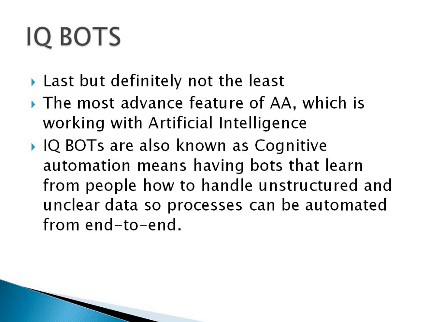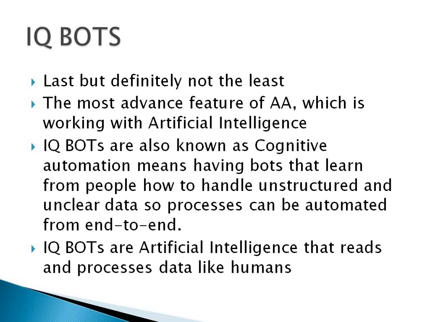Like in the previous slides, I told that right now Automation Anywhere cannot handle the handwritten scripts, but they are developing these cognitive bots so that it will work as a human. It is capturing the human movements and practices and implementing it. IQ bots are artificial intelligence that reads and processes data like humans.